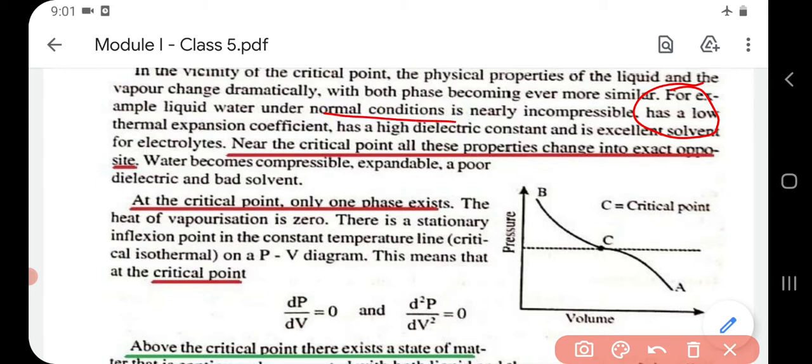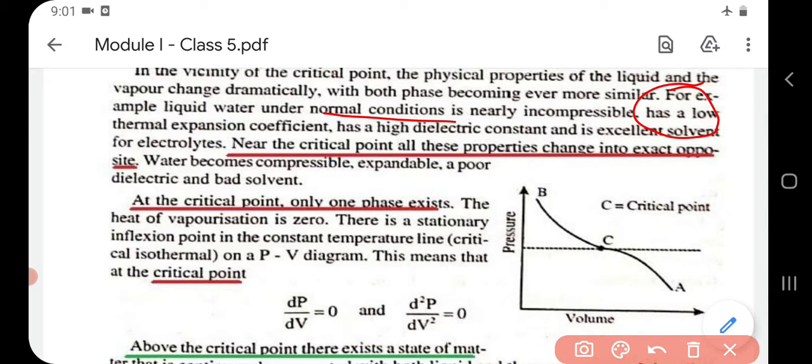So this is a second property that you can observe at critical point. What was the first point? At critical point, there is no distinction between liquid and vapor phase, and the other one is that under normal conditions, the properties that we observe in a matter at normal conditions will be exactly the opposite at critical point, and you can give the example of water there.